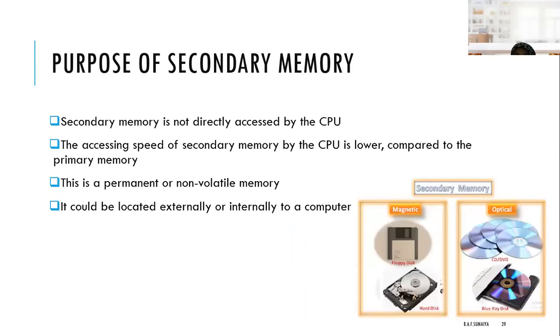Purpose of the secondary memory. Secondary memory is not directly accessed by the CPU. The accessing speed of the secondary memory by the CPU is lower compared to the primary memory. This is a permanent or non-volatile memory. It could be located externally or internally to a computer.